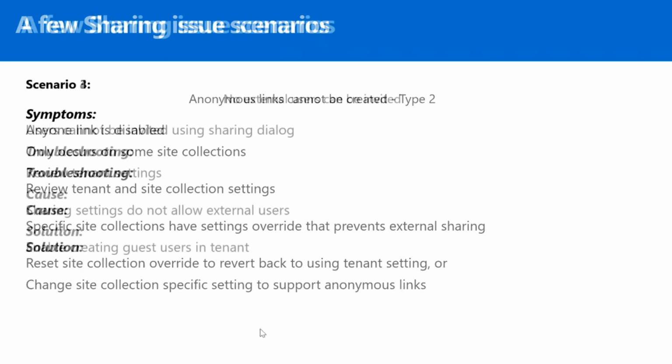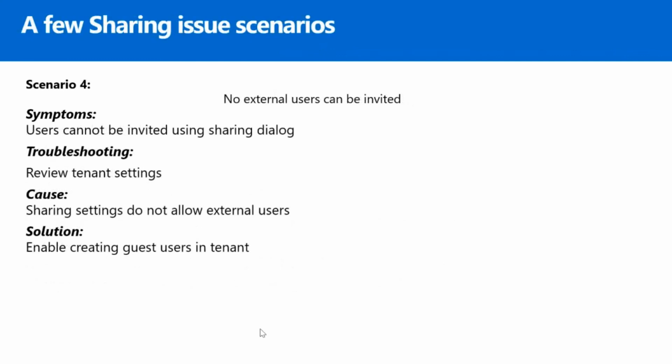So the next scenario is where the user reports that no external user can be invited. Basically they are able to invite internal users, but not external users from the sharing dialog. So again, one more symptom could be that maybe all site collections are impacted. And then you go ahead as an administrator to review the tenant settings, and you may figure that the settings do not allow external users at all. And so obviously the solution is to enable external users at the tenant level.